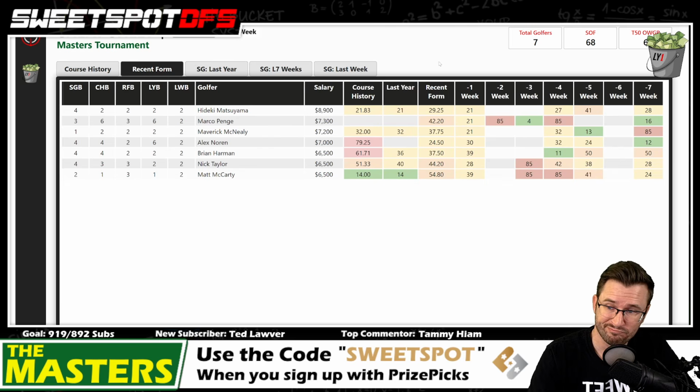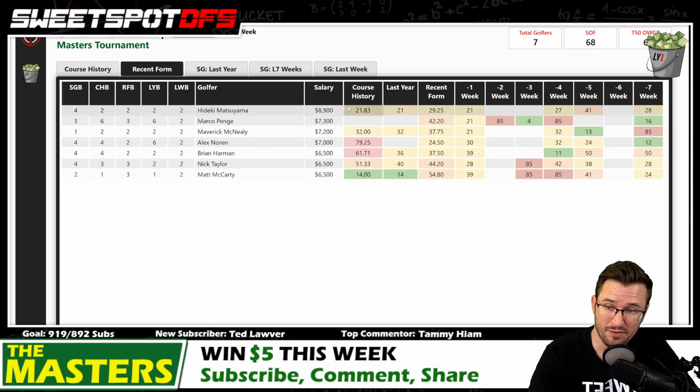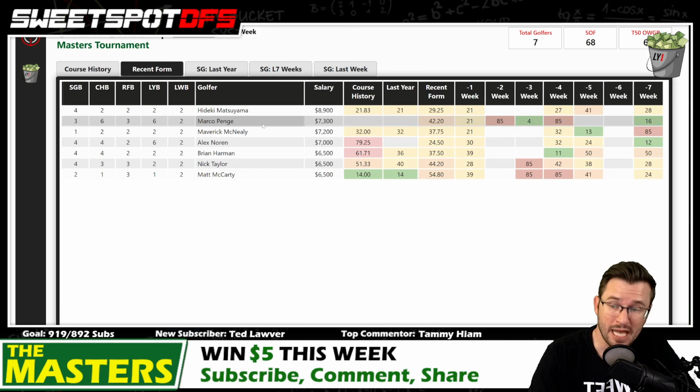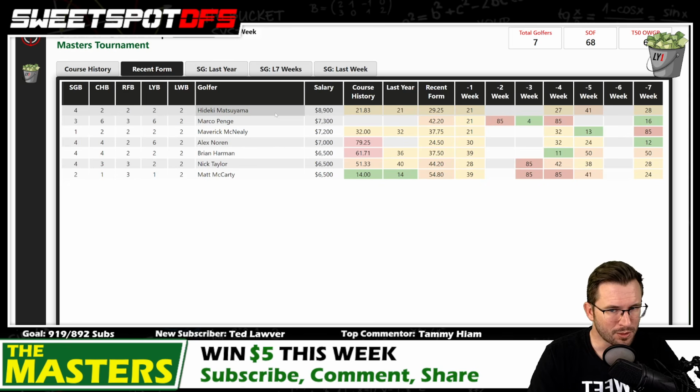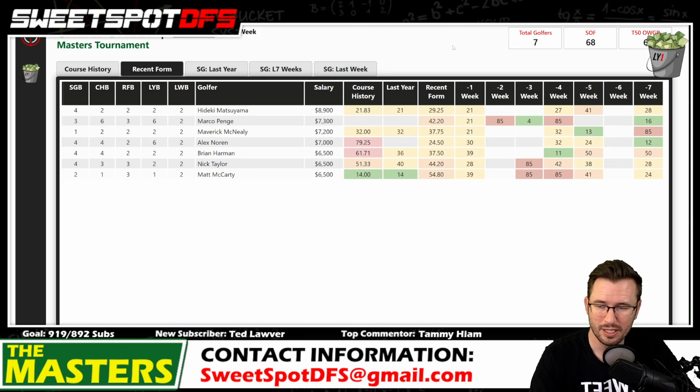I don't feel confident in any of these golfers. I do like McNeely and I do like Marco Penge, but I'm not super confident in Hideki Matsuyama. At 8,900, if he just continues finishing inside the top 30, is that going to be good enough? Nah, not really. And he's not even driving the ball all that well.